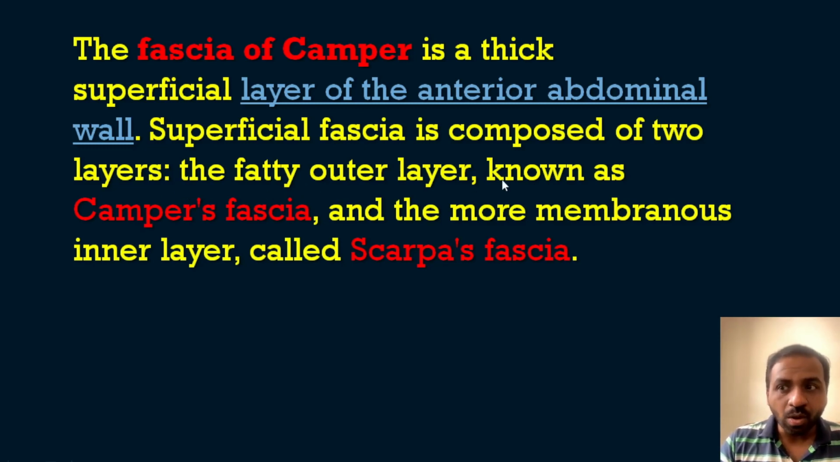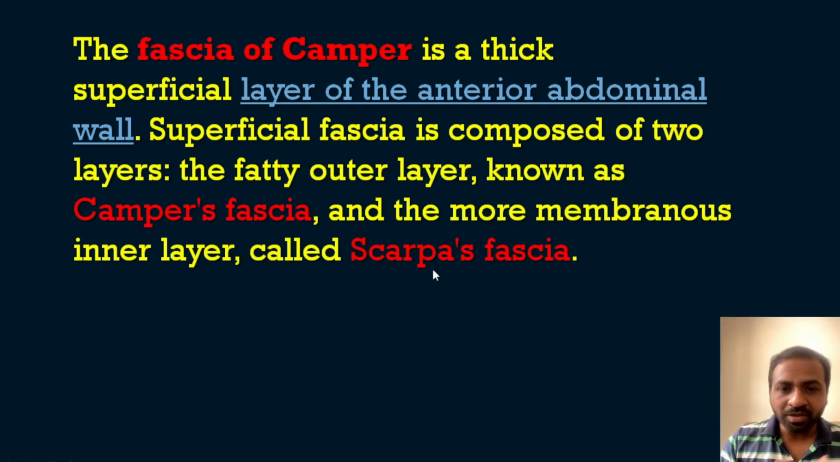The fatty outer layer is known as Camper's fascia, or the fascia of Camper, and the more membranous inner layer is known as Scarpa's fascia. So the superficial fascia has two layers. The first one is Camper's fascia, the outer layer, and it is very fatty and very thick. The inner layer is the more membranous layer, known as Scarpa's fascia.